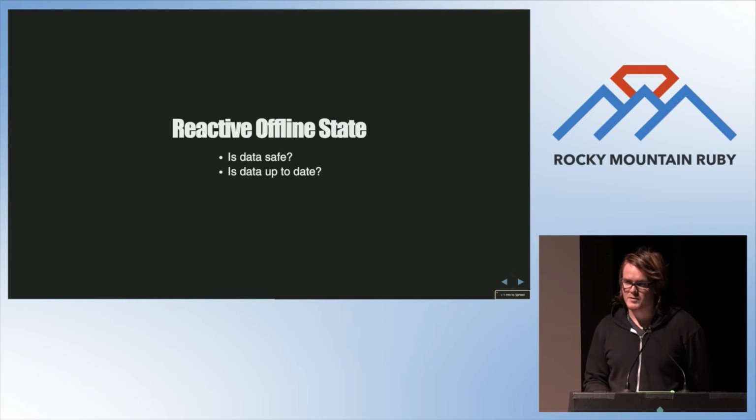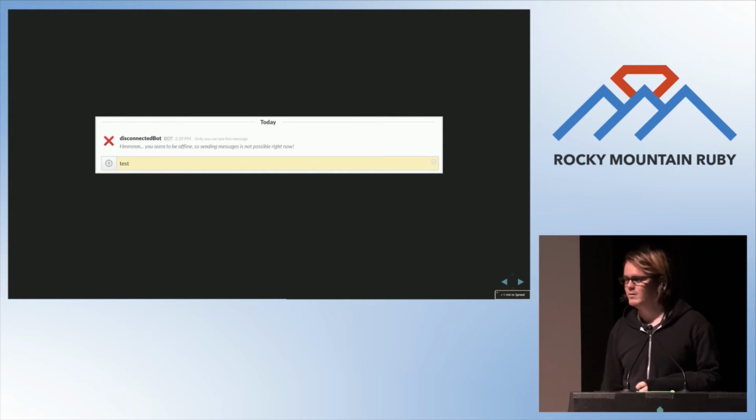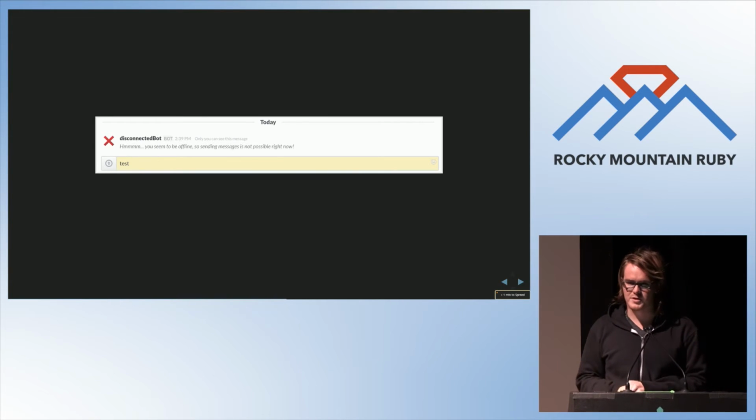Within reactivity, there's also this concept of reactive online, offline state. The users want to know that their data is up to date, that it's safe. Who uses Slack? Awesome. Slack does this really well. If you go offline while using their platform, immediately it's obvious that something's not right. It gives you a red X, the input field goes yellow.